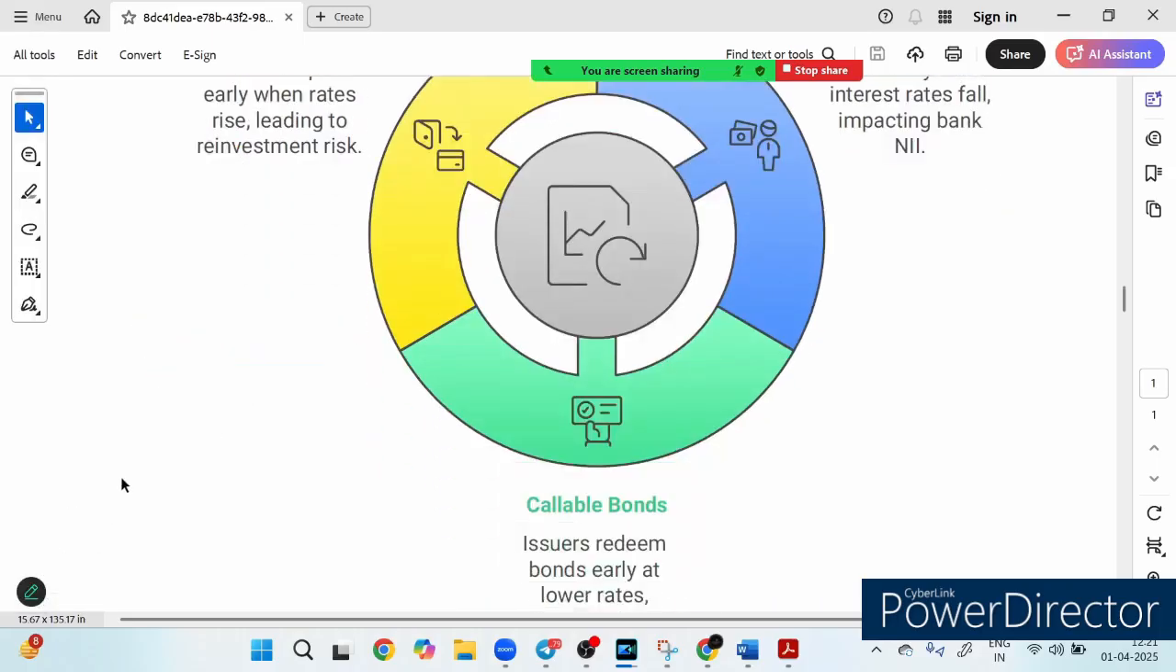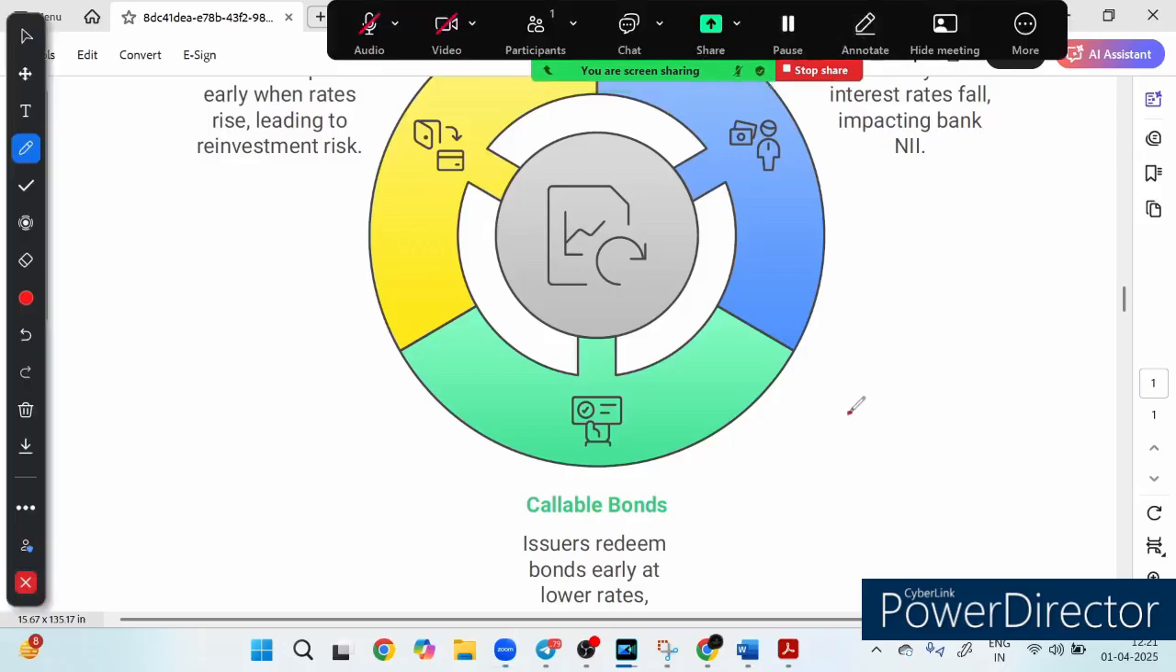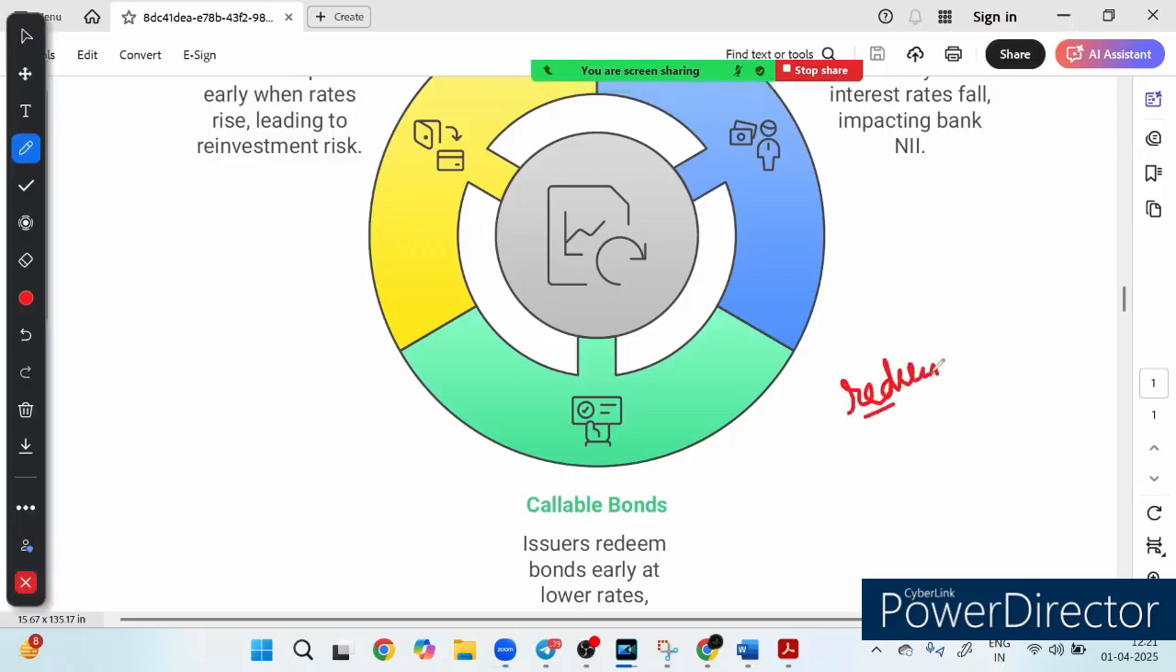And the third case is the callable bond. What is the meaning of a callable bond? When interest rates drop, the bond issuer redeems the bond early to refinance at a lower rate, right? The bond issuer is the one who has issued the bond, and they redeem the bond early. So banks are then forced to reinvest the funds at a lower yield, reducing overall return.